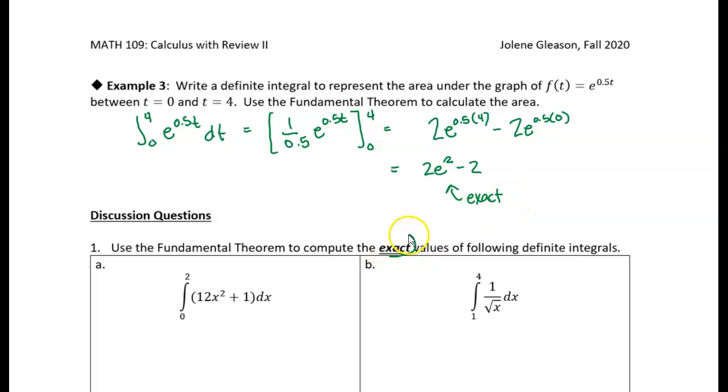You can see in a lot of these discussion questions, you're being asked for exact answers. So you can't just type it into your calculator and get a decimal answer. I want the exact answer. All right, so this is an exact answer.